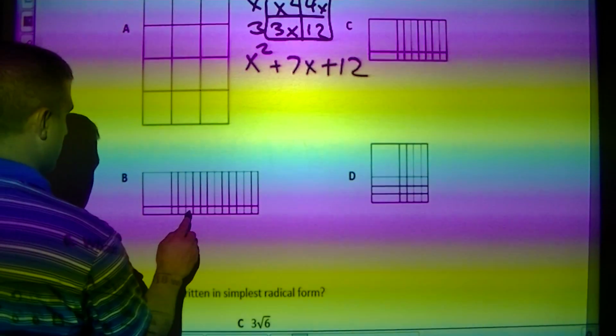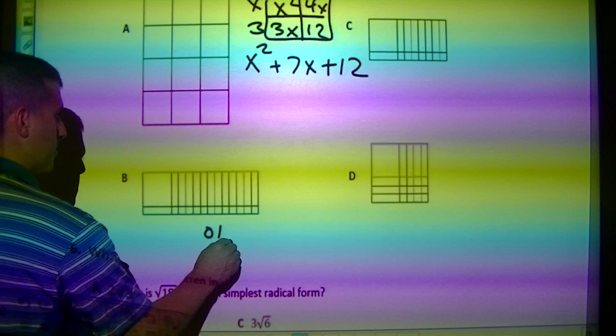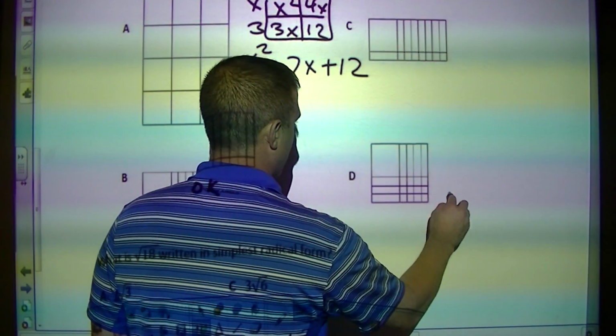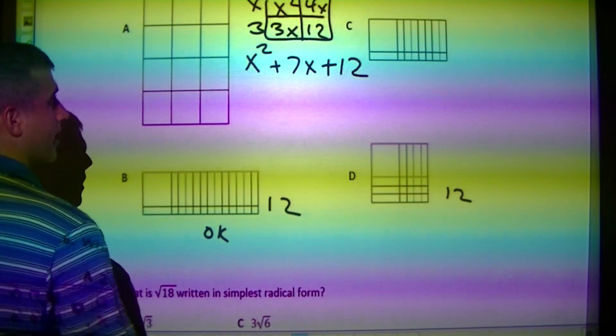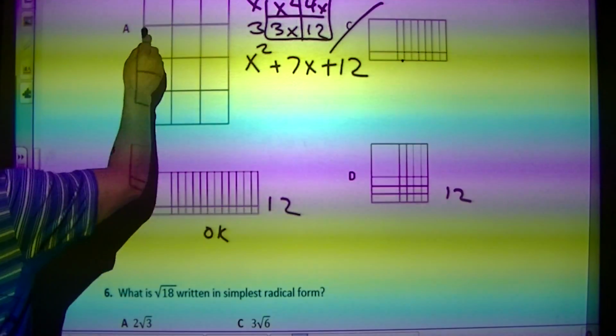Well, that's 1, 2, 3, 4, 5, 6, 7, 8, 9, 10, 11, 12. Okay, that's a possibility. 1, 2, 3, 4, 5, 6, 7, 8, 9, 10, 11, 12. So both of those have 12. Okay, 1, 2, 3, 4, 5, 6, 7. Nope. And that one doesn't have it at all.